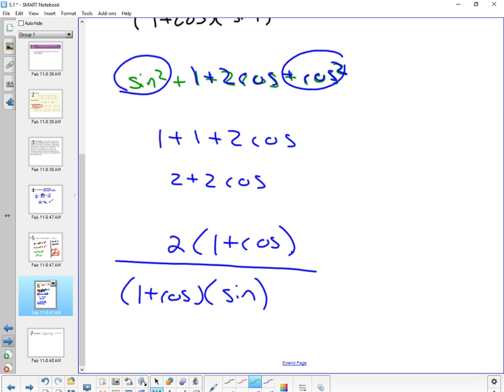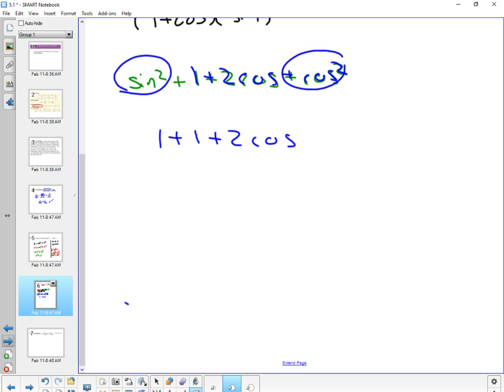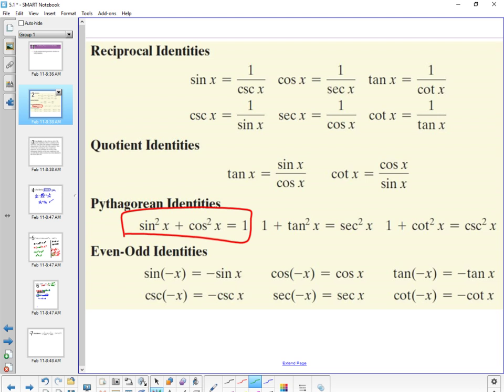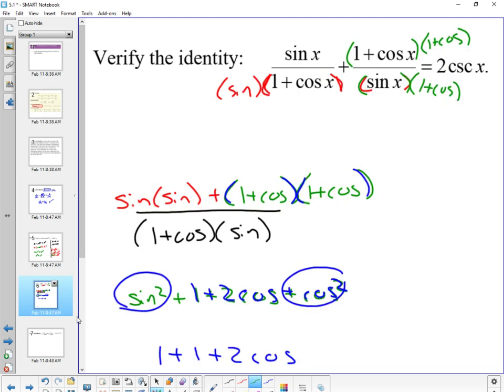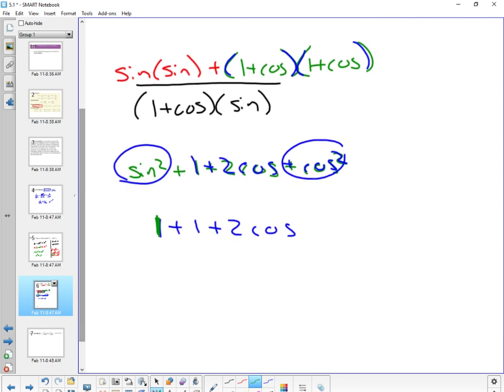Can I erase this then? Are you good right here? Sine squared plus cosine squared equals 1. The two circled ones. Sine squared plus cosine squared equals 1. So those two got traded for a 1, this one right here, and all this was already there. What's 1 plus 1? 2. So I've got 2 plus 2 cosine.